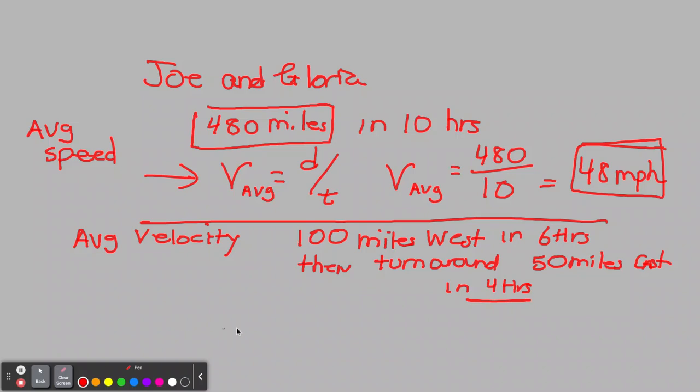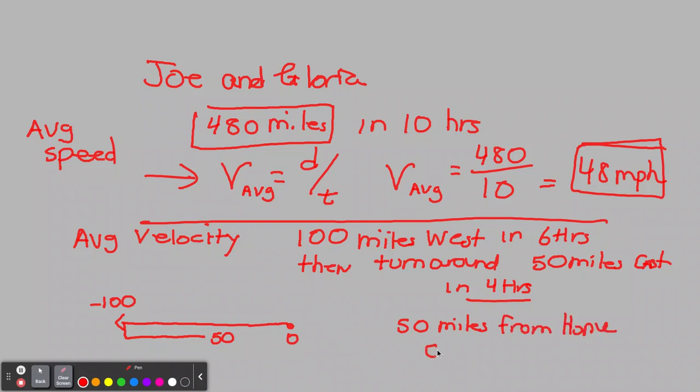If we look at it on the number line here, this is where we started at 0. Remember, we started at 0. We're going to say west is to the left. That's what it is on the map. So here we are at negative 100. And then you turned around and you went 50 miles that way. So now we know that you're 50 miles from home. That 50 miles from home is your displacement. The total distance you traveled, though, is 150 miles. That's your total distance.